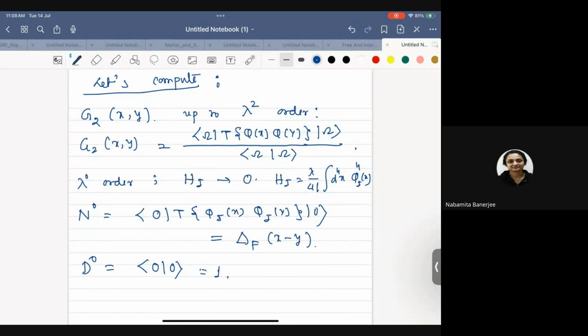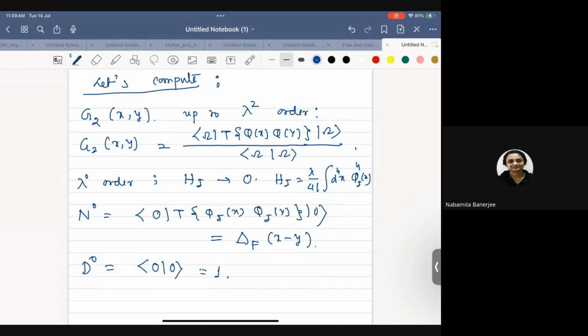This is just free theory of operators. Phi I x is nothing but my free operators. I only have H_f, so the phi I's are just simply the operators of my free theory. And this 2-point function is what we have called our Feynman propagator.